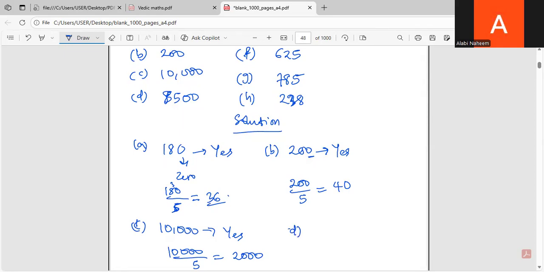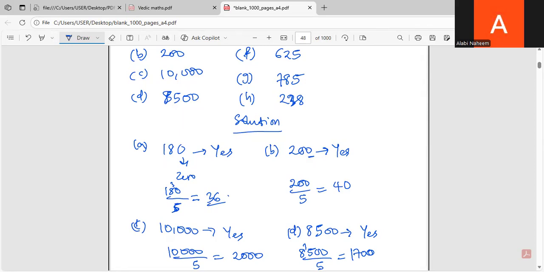The next one is 8,500. Does it end in 0? Yes. It is divisible by 5. You can confirm that. 8,500 divided by 5. So 8 in 5, I said 8, sorry. 5 in 8 is 1 remainder 3. 5 in 35 is 7. 5 in 0 is 0. 5 in 0 is 0. Is it divisible or not? It is divisible, obviously. We are also correct.